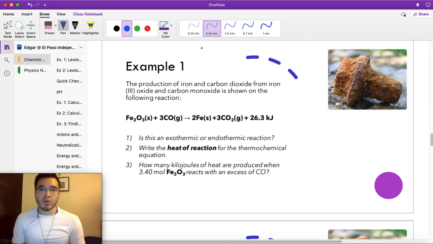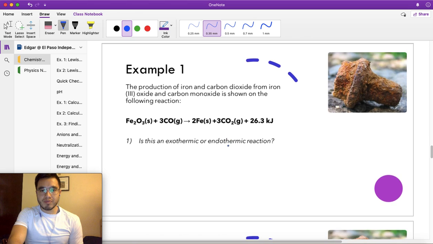So our first example is going to deal with rust. It says, the production of iron and carbon dioxide from iron oxide, which is rust, and carbon monoxide is shown in the following reaction. Then we have the reaction, and notice how we have 26.3 kilojoules as part of the products. That means heat is a product. Heat is being released or is being produced. That should tell us what kind of reaction this is.